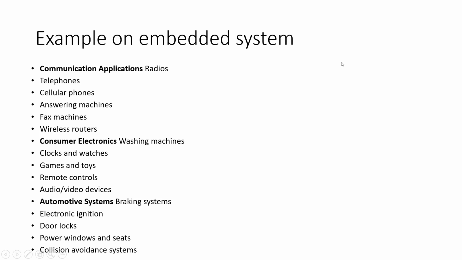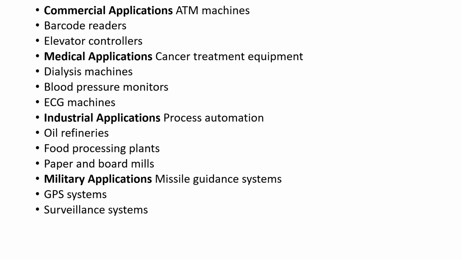Let's go to the next slide. Examples of embedded systems. Communication applications like telephones, cellular phones, answering machines, fax machines, wireless routers. Consumer electronics like washing machines, clocks and watches, games and toys, remote controls, audio or video devices. Automotive systems: braking system, electronic ignition, door locks, power windows and seats, collision avoidance system. These are some examples of embedded systems.